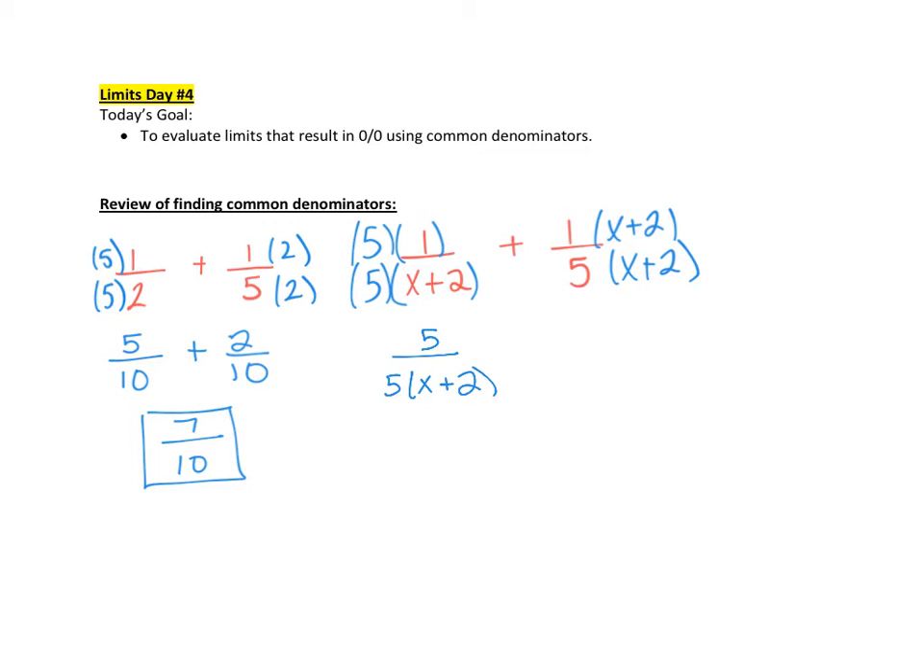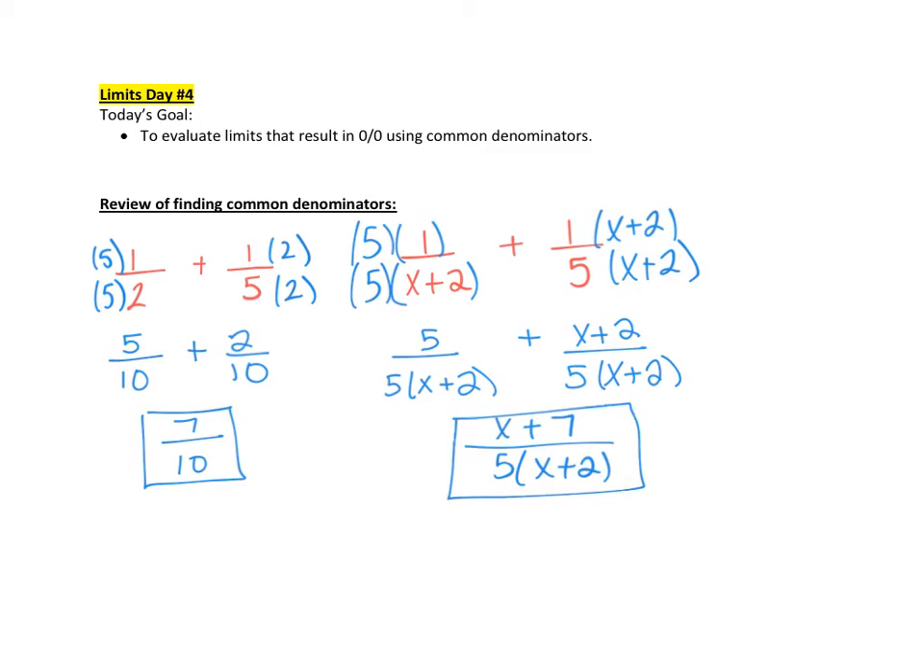You don't have to distribute. Then plus 1 times x plus 2 is just x plus 2. And the bottom stays 5 times x plus 2. And when you add fractions, if they have the same denominator, which they do, you keep it the same, 5 times x plus 2, and you add the tops. So 5 plus x plus 2. We can't add all of them, but I can add the 5 and the 2, so I'll make it x plus 7. And that is how we add with variables.